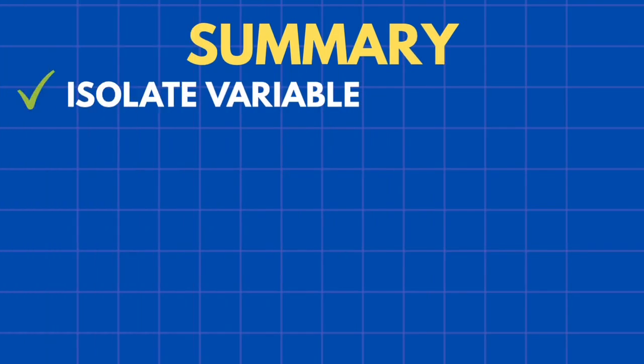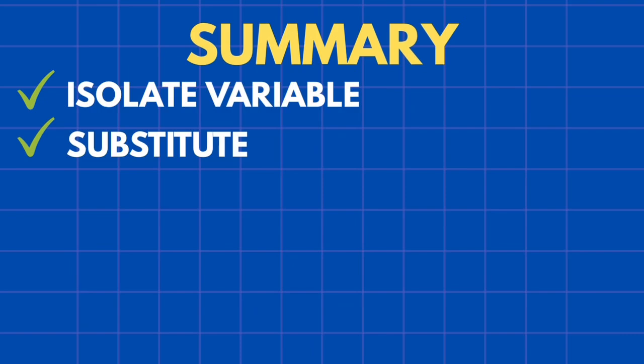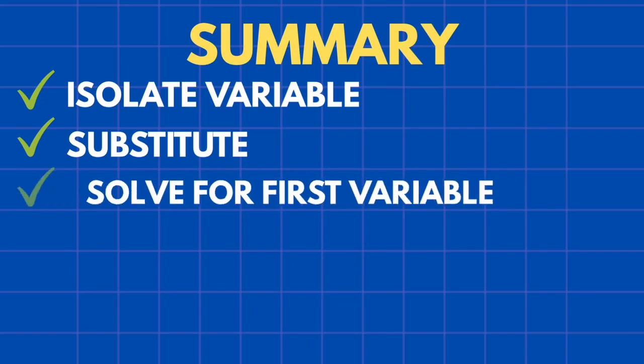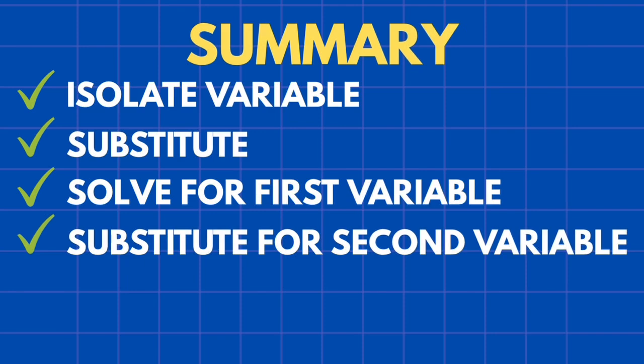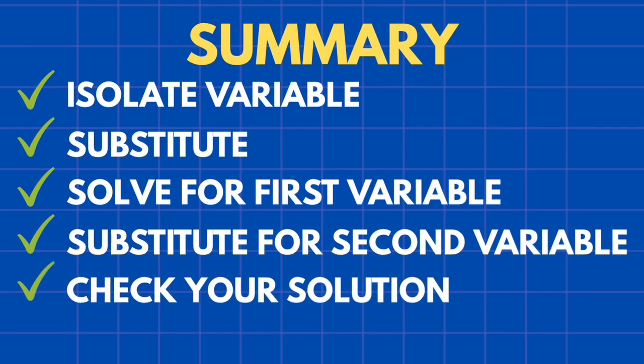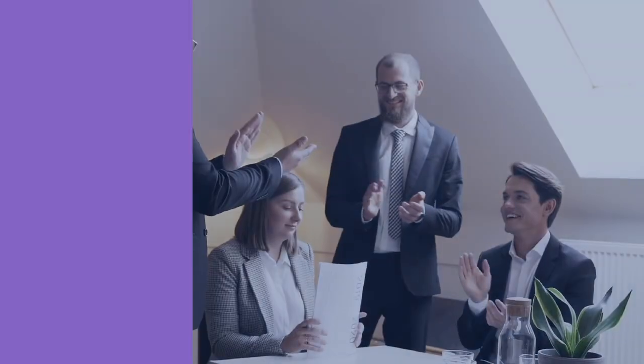Let's take a look at a summary of what we just learned. When solving a system of equations through substitution, first we find an equation with one variable isolated. Second, we substitute the expression into the other equation. Third step is to solve for the remaining variable. Fourth, substitute back to find the second variable. Lastly, check your solution to see if you are correct. Substitution is one of the most useful techniques in algebra because it allows us to find exact solutions without graphing.